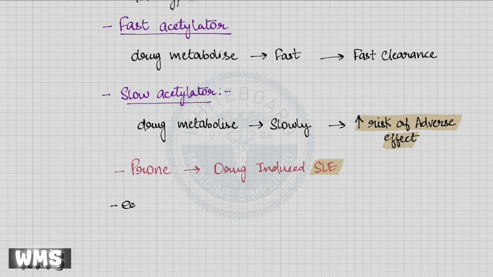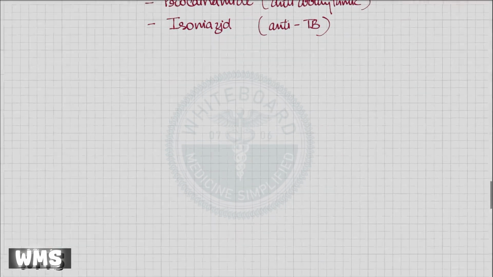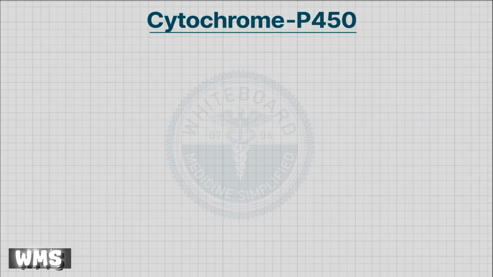Classic examples include hydralazine, a vasodilator used in severe hypertension, procainamide, an antiarrhythmic drug, and isoniazid, an important antitubercular drug. Because these drugs are metabolized slowly by slow acetylators, their accumulation in the body can trigger autoimmune-like reactions, leading to drug-induced SLE. Now let us move on to the Cytochrome P450 system, which plays a central role in phase 1 reactions of biotransformation.